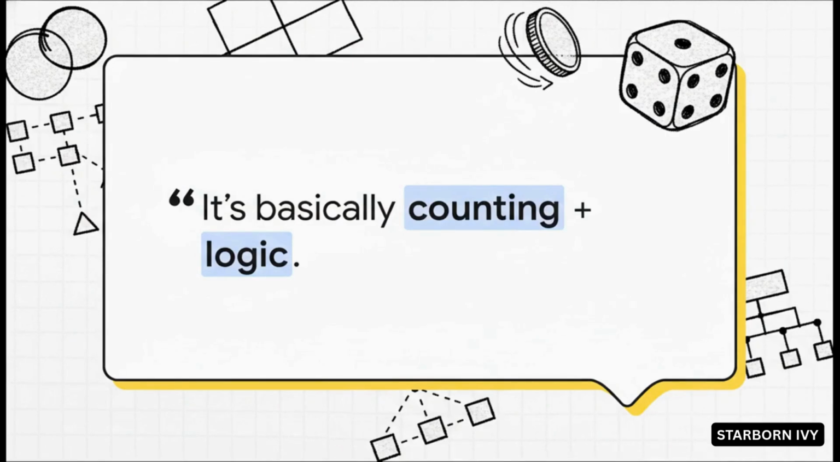This is the first thing you need to get into your head about SAT probability. It's not some high-level, scary math. It's just counting things and applying some simple logic. Once you start thinking about it that way, you'll see the patterns, and these questions become almost automatic.